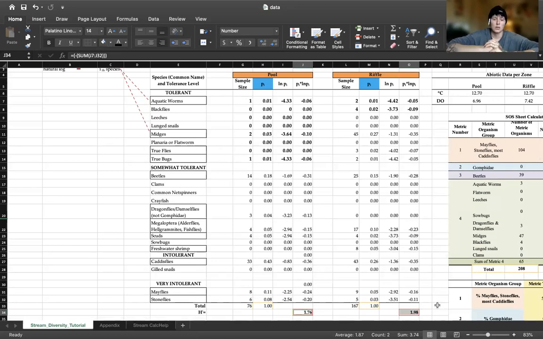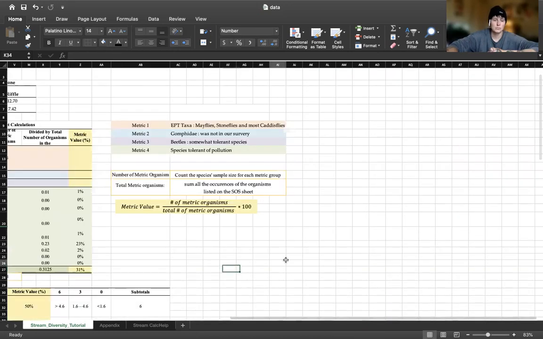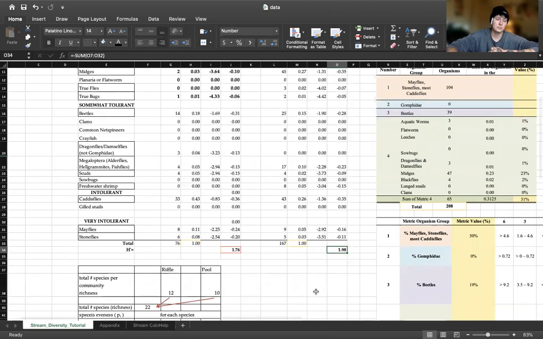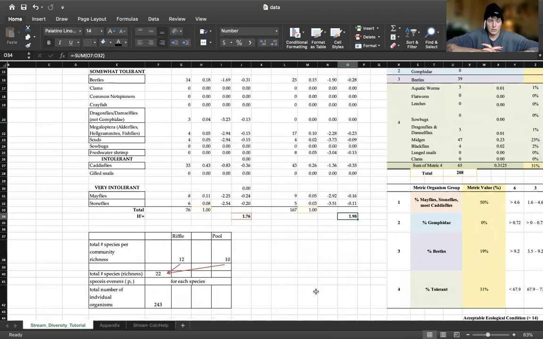So the riffle is more diverse than the pool in this situation. But when you're comparing them, you just want to compare them to each other. How are they different? Or are they the same? The range 0 to 4 for the Shannon H prime value is not limited to 4. There could potentially be a value higher than 4. That is just a general range.